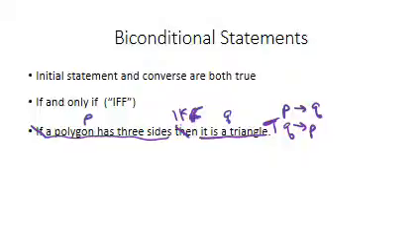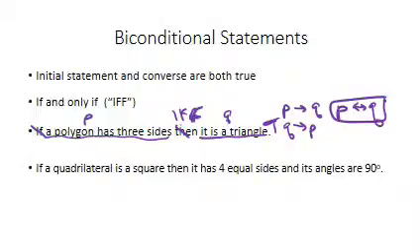Now the notation, all you do is instead of using the single arrow, you use a double arrow. So P if and only if Q lets me know that P implies Q and Q implies P, both at the same time. Let's look at another example here. If a quadrilateral is a square, then it has 4 equal sides and its angles are 90 degrees. All right, so here is my hypothesis and here is my conclusion.